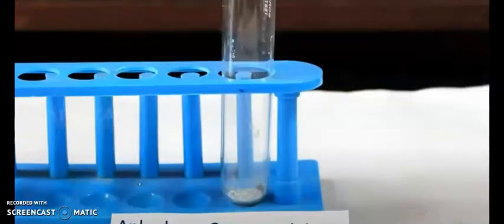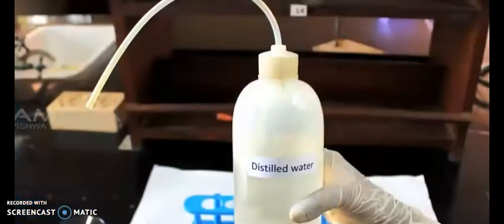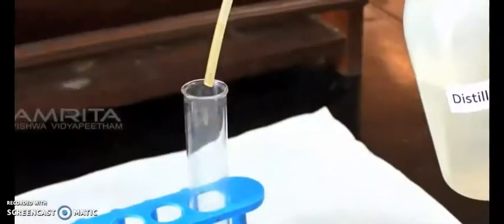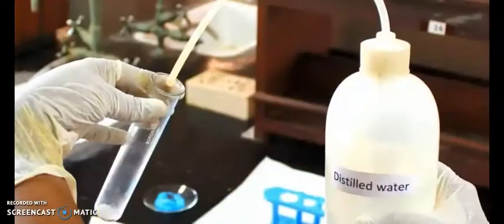Now they are going to add water droplets into this copper sulfate. They are going to add water into the anhydrous copper sulfate. Anhydrous copper sulfate is the white powder. Anhydrous means no water present in it. So now they are going to add the distilled water to the anhydrous copper sulfate. This is the whitish powder which is called anhydrous copper sulfate. And once they mix water, see the change in the color.